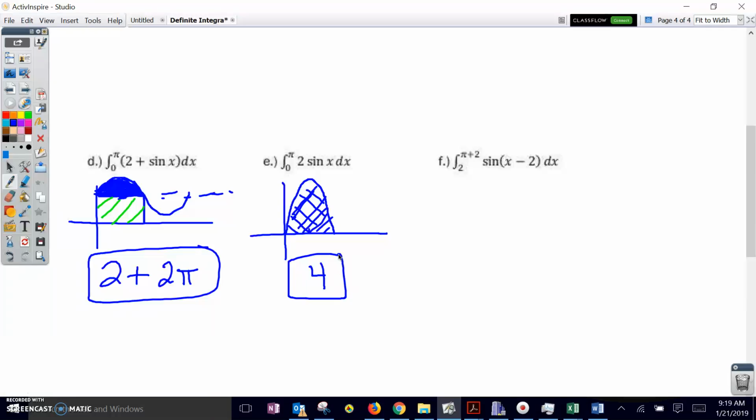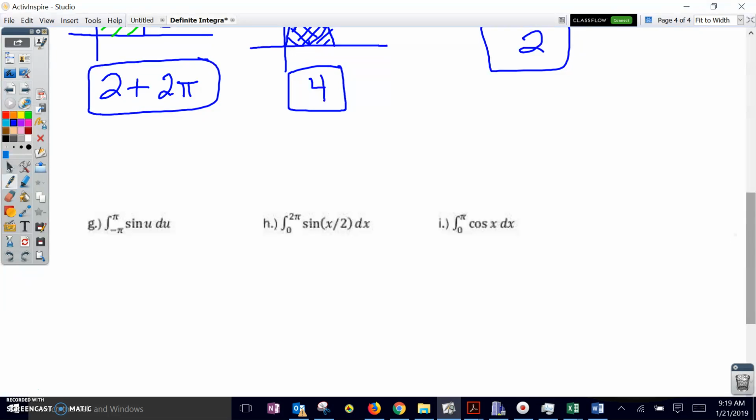Next, let's see, the integral from 2 to pi over 2 of sine of the quantity x minus 2. Well, because all this is doing is performing a horizontal shift, this is equal to the integral from 0 to pi of sine of u du. And so that's just equal to the integral from 0 to pi of sine of x dx. So that value is going to be 2.